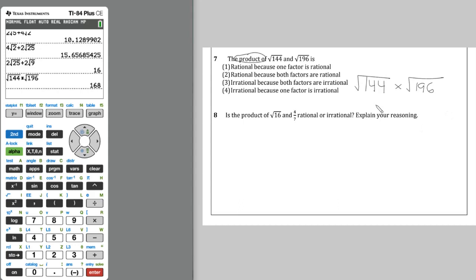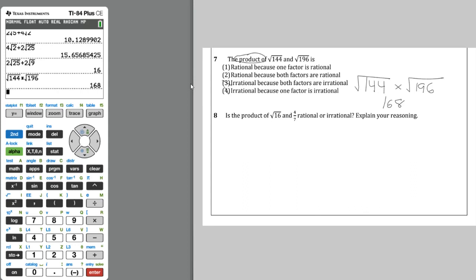And 168, I think we can all agree, is a rational number. It's a whole number. It does not repeat. It does not go on without a pattern. It does not go on forever. So it is a rational number. So I'm going to cancel out choices 3 and 4. It is a rational number.